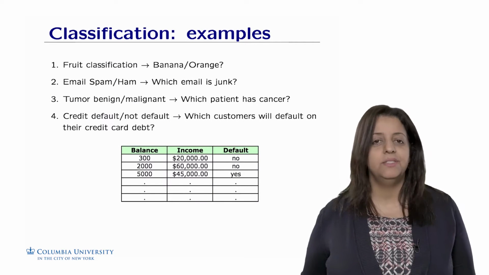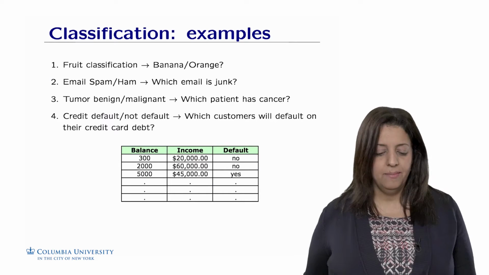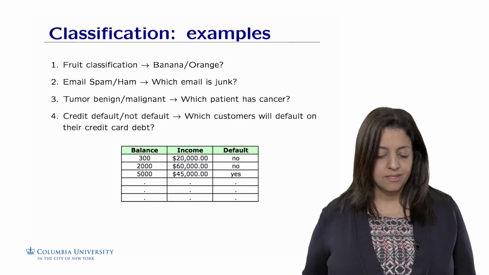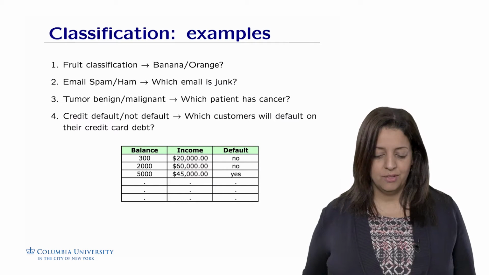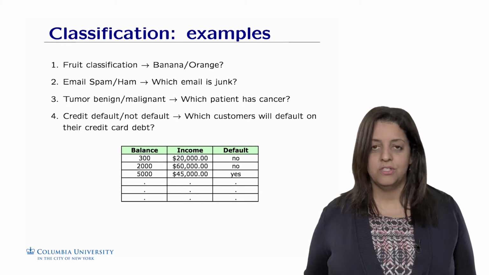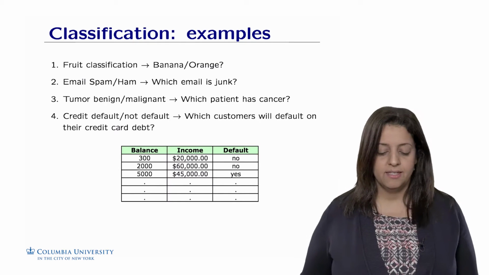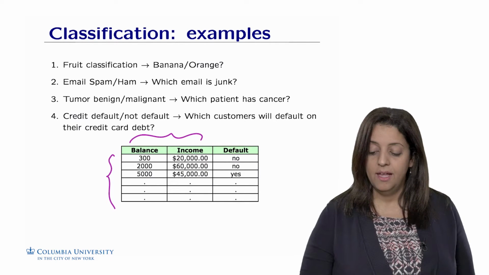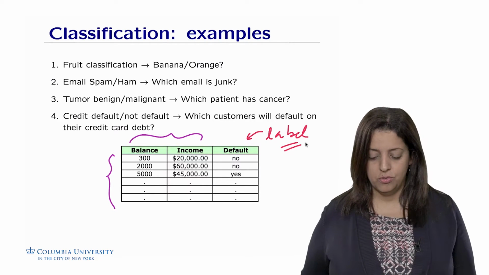Examples of classification include our toy example of bananas versus oranges, classifying email between spam and ham, classifying benign from malignant tumors if we have images for breast cancer. Also, in the case of helping a bank decide to whom to give credit, we could classify credit default versus non-default to identify which customers will default on their credit card. In which case, we would have a data set of customers described by their features, along with a label that tells which customers defaulted versus those who didn't default.